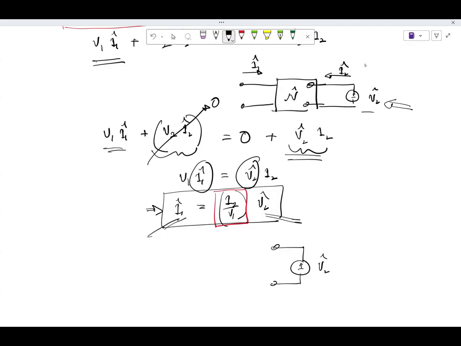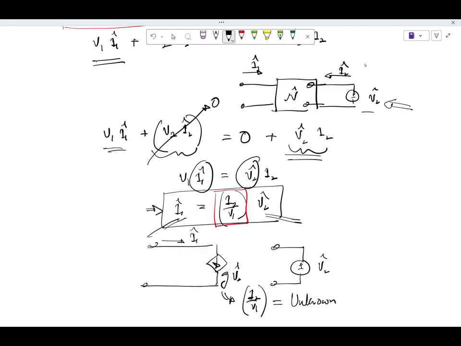V2 hat. I sense this and push a current. This is I1 hat, so the I1 hat direction is positive. And this will be some G times V2 hat, where G is I2 over V1 in the original network. But this is unknown. If this is unknown, then this type of network is not useful to us, right?